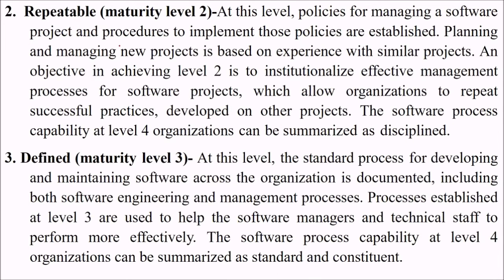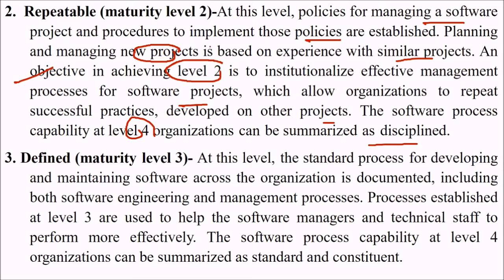What about level 2? Repeatable. At this level, the policies to manage a software project and the procedures to implement these policies are established. Planning and managing new projects is based on experience with similar projects. An objective in achieving level 2 is to institutionalize effective management processes for software projects, which allow the organization to repeat successful practices and develop on other projects. The software process capability at a level 2 organization can be summarized as discipline.